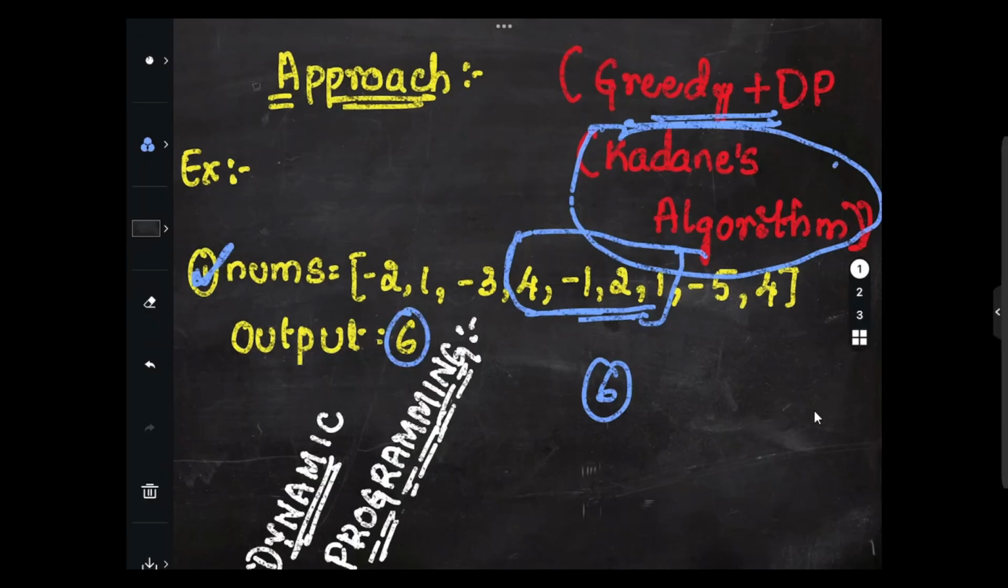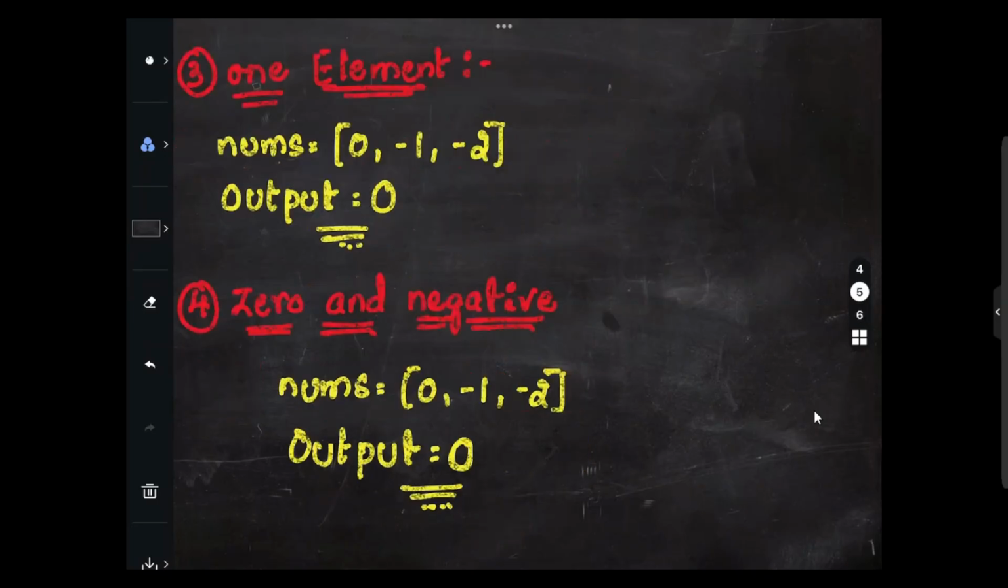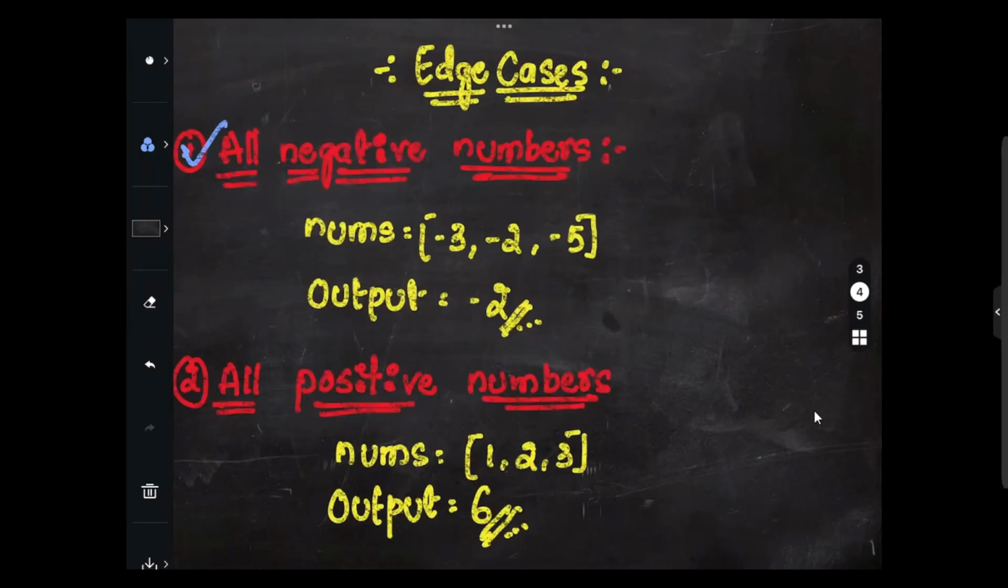So as we are completely familiar with the approach, let's discuss the edge cases very quickly. The first edge case is for all negative numbers. So we have all the negative numbers here, right? So output will be quite obviously minus 2. So we have to pick the best, right? Best is to pick the maximum single negative number in this case, so we will be going with minus 2, the largest one.